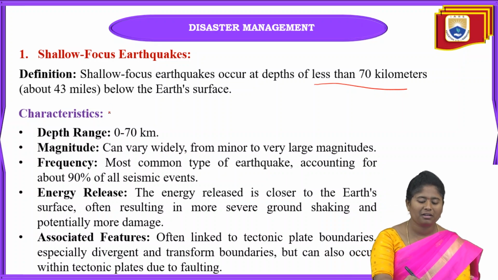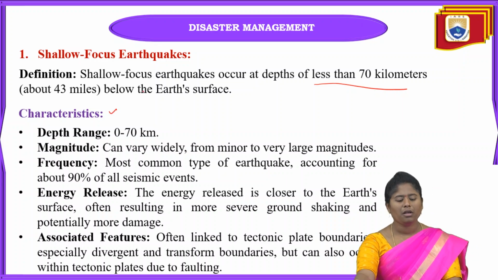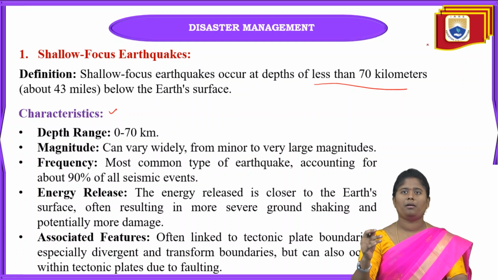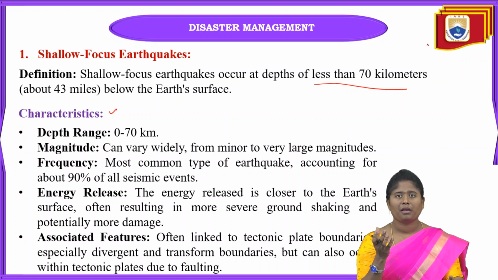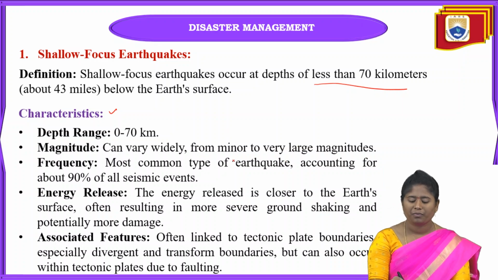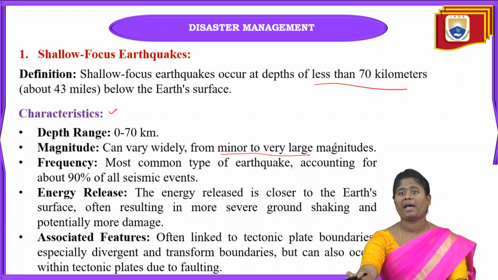What are the main characteristics of this one? The depth range will be almost 60 to 70 kilometers. And what is the magnitude? It can start as a very minor earthquake, with a magnitude of 3 to 4. But when the earthquake pressure is very high, it can lead to a very large earthquake also. We can't give a single value here, but it ranges from minor to very large magnitude.